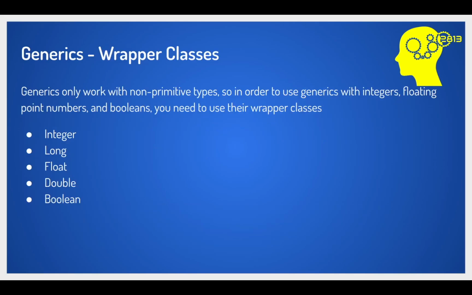Since generics only works with non-primitive types, in order to use generics with integers, floating point numbers, and booleans, you need to use wrapper classes. So here are some examples of wrapper classes. They all have uppercase letters and are all actually classes. And they allow you to perform generics with primitive types.